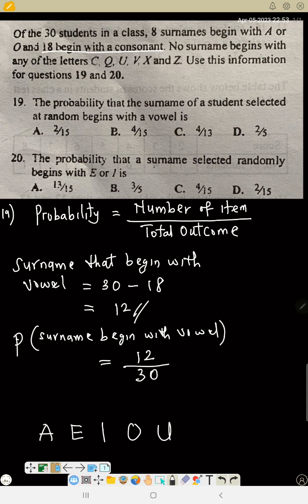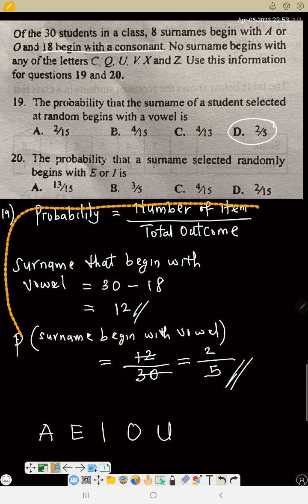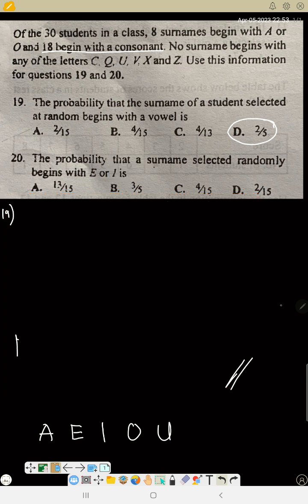So now reduce this. What can go here? 6 here, 2. 6 here, 5. So the answer is 2 over 5. So D is correct for that one. Now let's go to number 20.